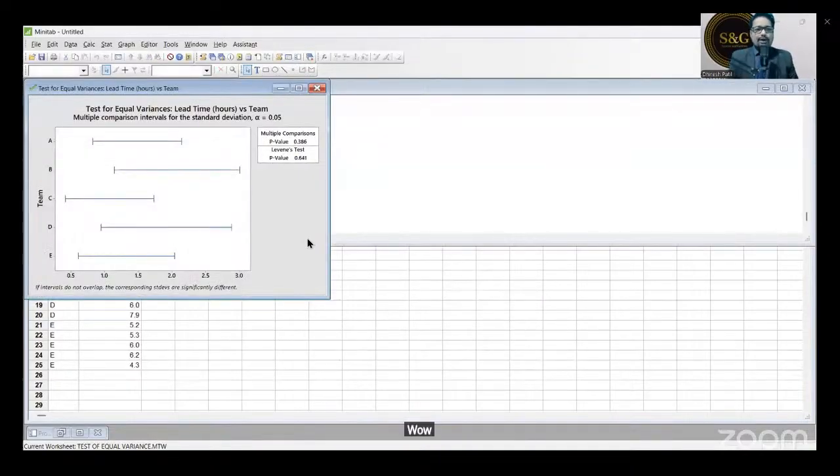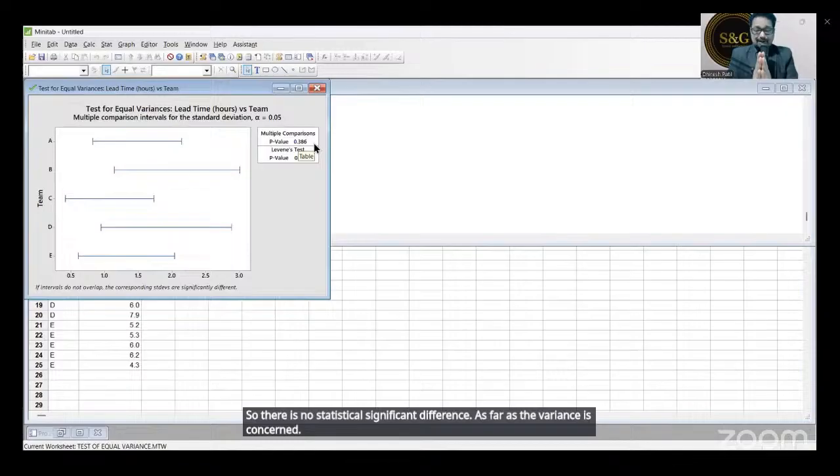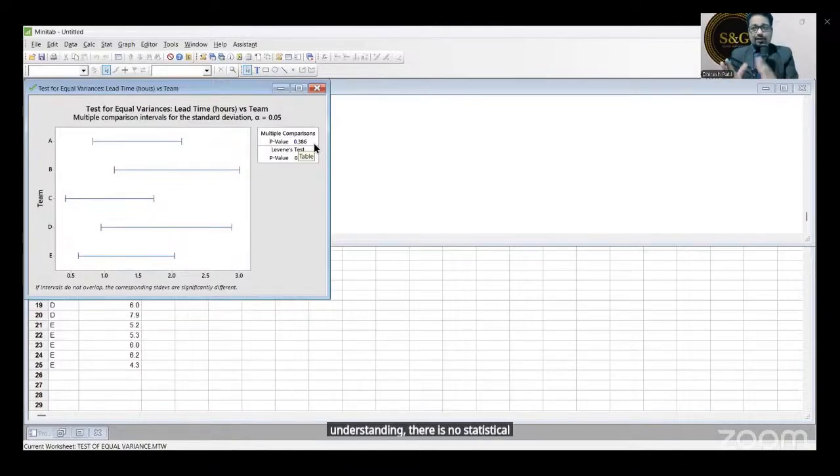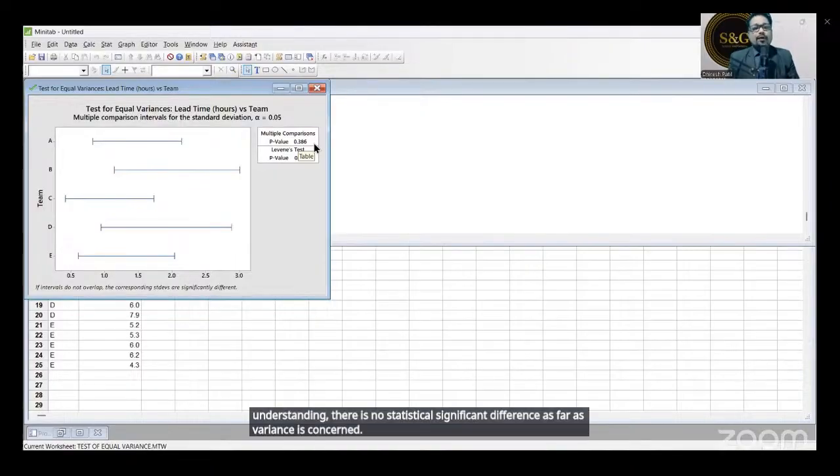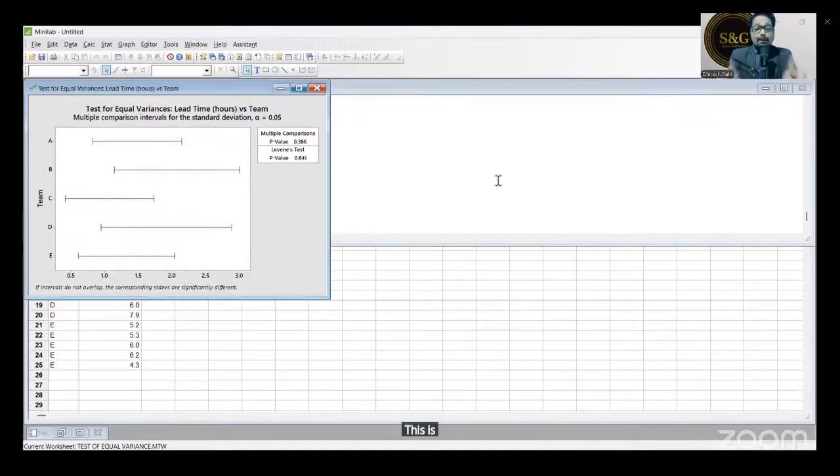Wow. Look at this. Now, the p-value here, the multiple comparison p-value is 0.385. When the p-value is greater than 0.05, we cannot reject the null hypothesis. So there is no statistical significant difference as far as the variance is concerned. Are you understanding? There is no statistical significant difference as far as variance is concerned. So we can say there is no statistical significant difference. Clear? This is how, if you want to compare the variation between 2, 3, 4, 5 groups with each other, you can use this test of equal variances.